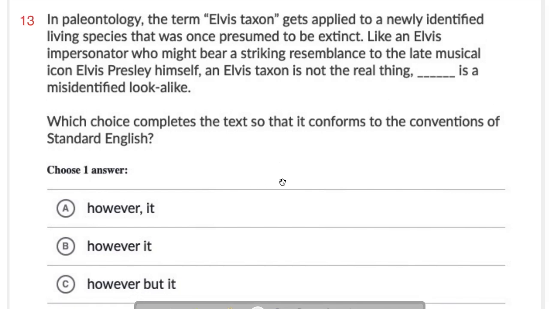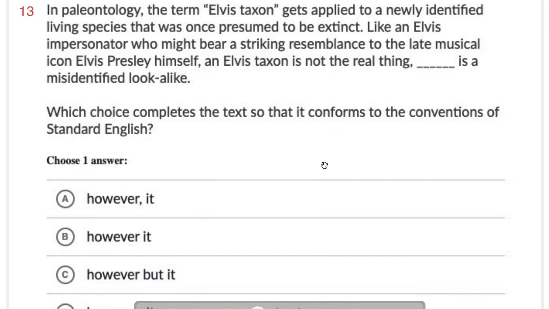In paleontology, the term Elvis taxon gets applied to a newly identified living species that was once presumed to be extinct. Like an Elvis impersonator who might bear a striking resemblance to the late musical icon Elvis Presley himself, an Elvis taxon is not the real thing.